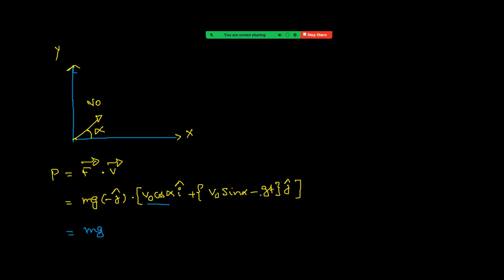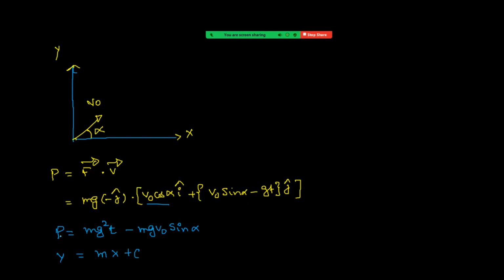Then take minus inside: mg square t minus mg v naught sine alpha. And you can see this is just like y equal to mx plus c. It is of that form.